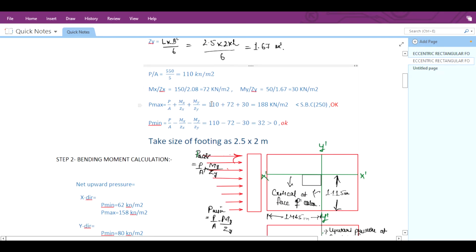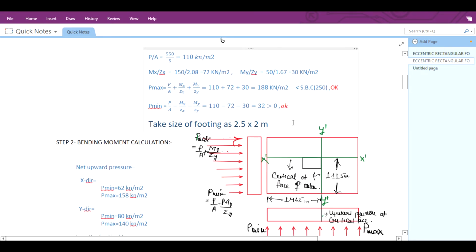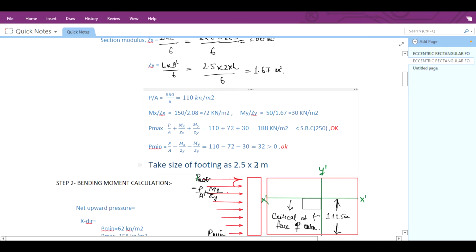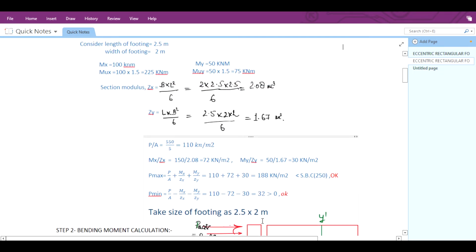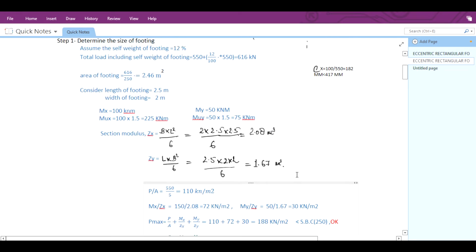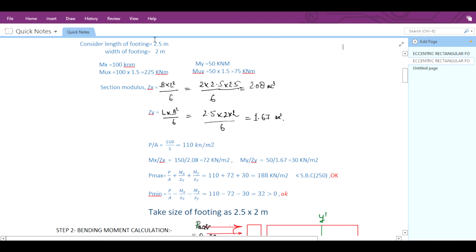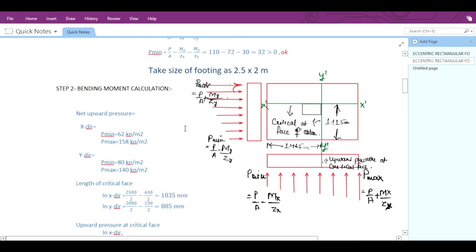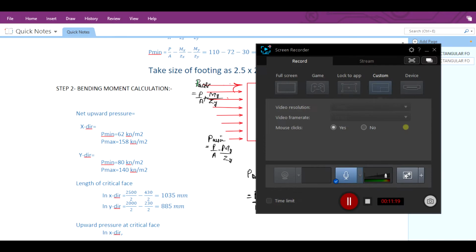Here we have calculated the P max and P minimum also. Now we will choose the size of the footing. We have already chosen the size of the footing as 2.5 and 2 meter, and after choosing the size, all the checks are okay here, so we are going with the same size. If these checks were not okay, we would have to increase the size of the footing again. Now it is okay, so we will go for bending moment calculation.